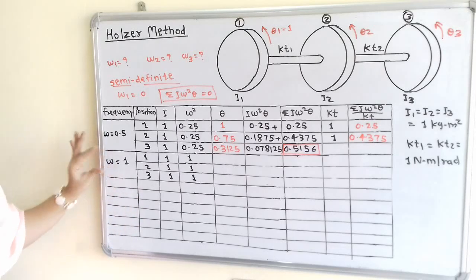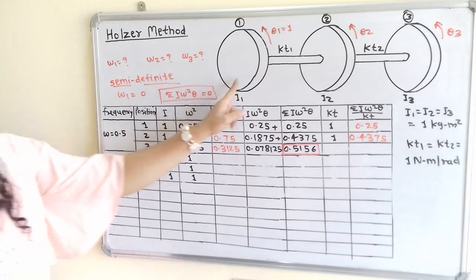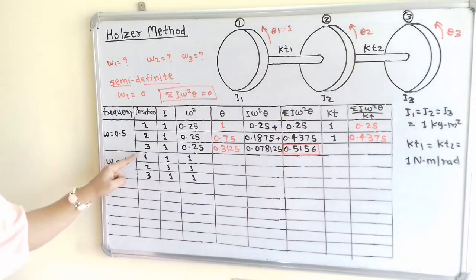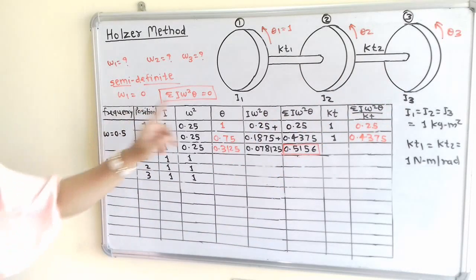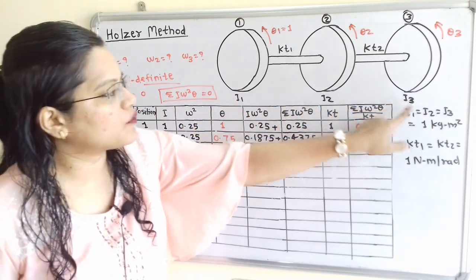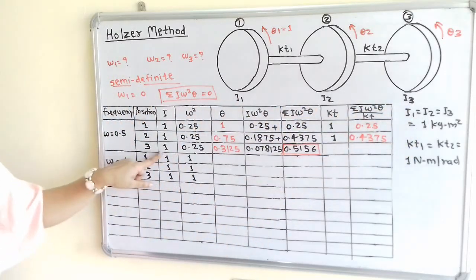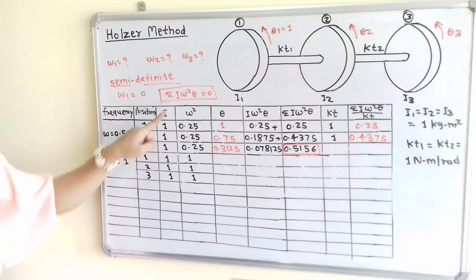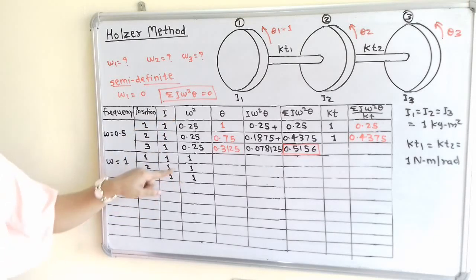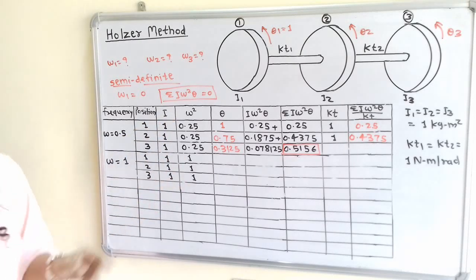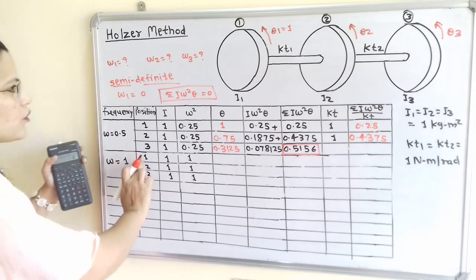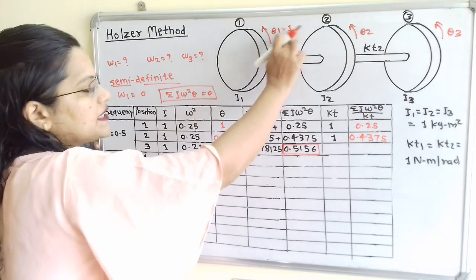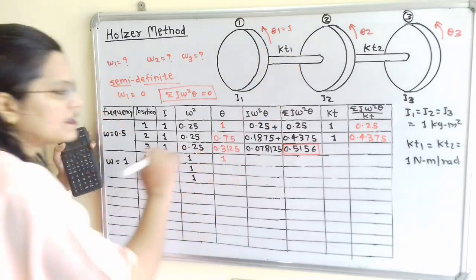Now for this frequency we will write the three positions because of three rotors, 1, 2, 3. Next the column is for I. So mass moment of inertia I1, I2, I3 is equal to 1. So we will write here as a 1. Then omega square. So 1 square is 1. So for each position we will write this frequency. Now next is theta. So for the position 1 we have to assume theta is equal to 1. So I will write here.